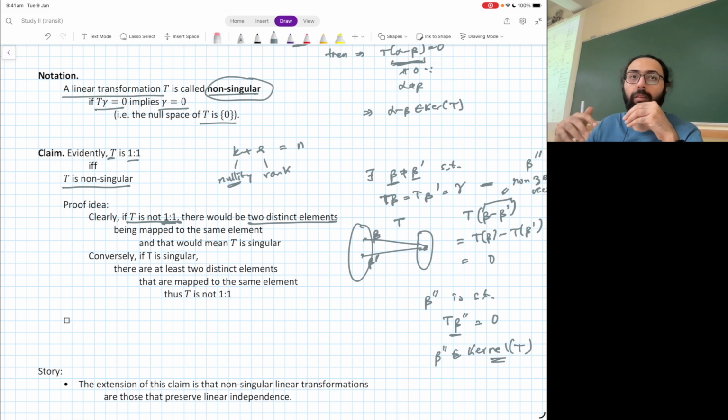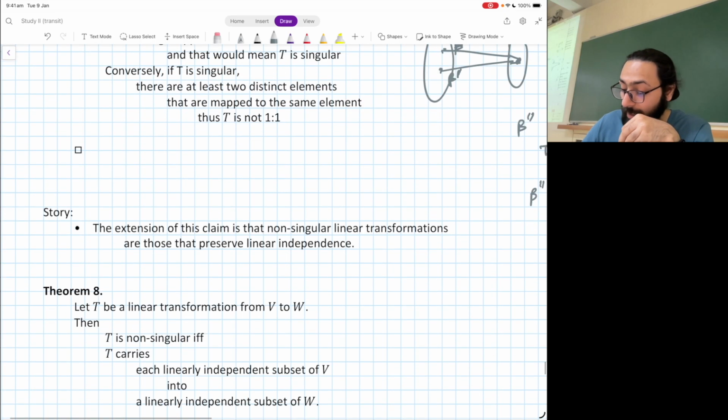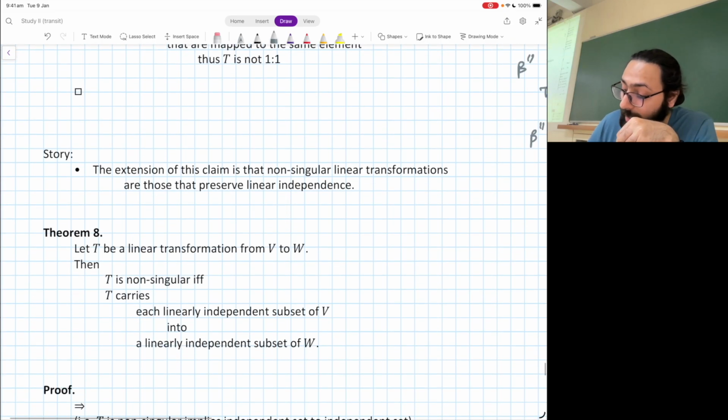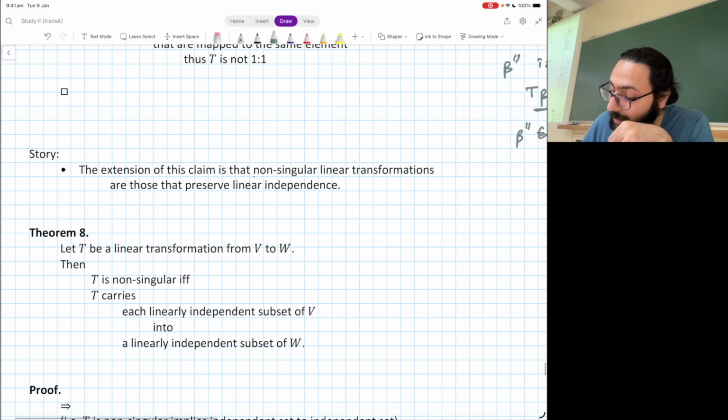But okay, got it. So let's continue. Now the point is that the extension of this claim is that non-singular linear transformations are those that preserve linear independence.